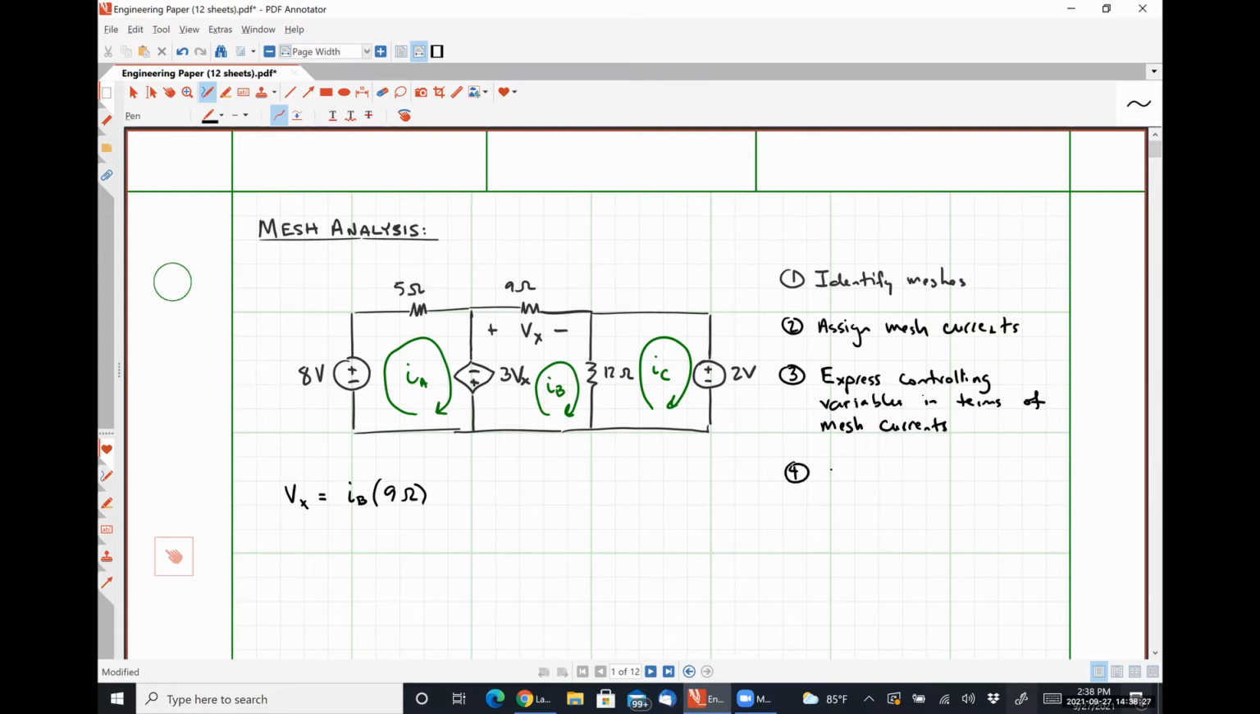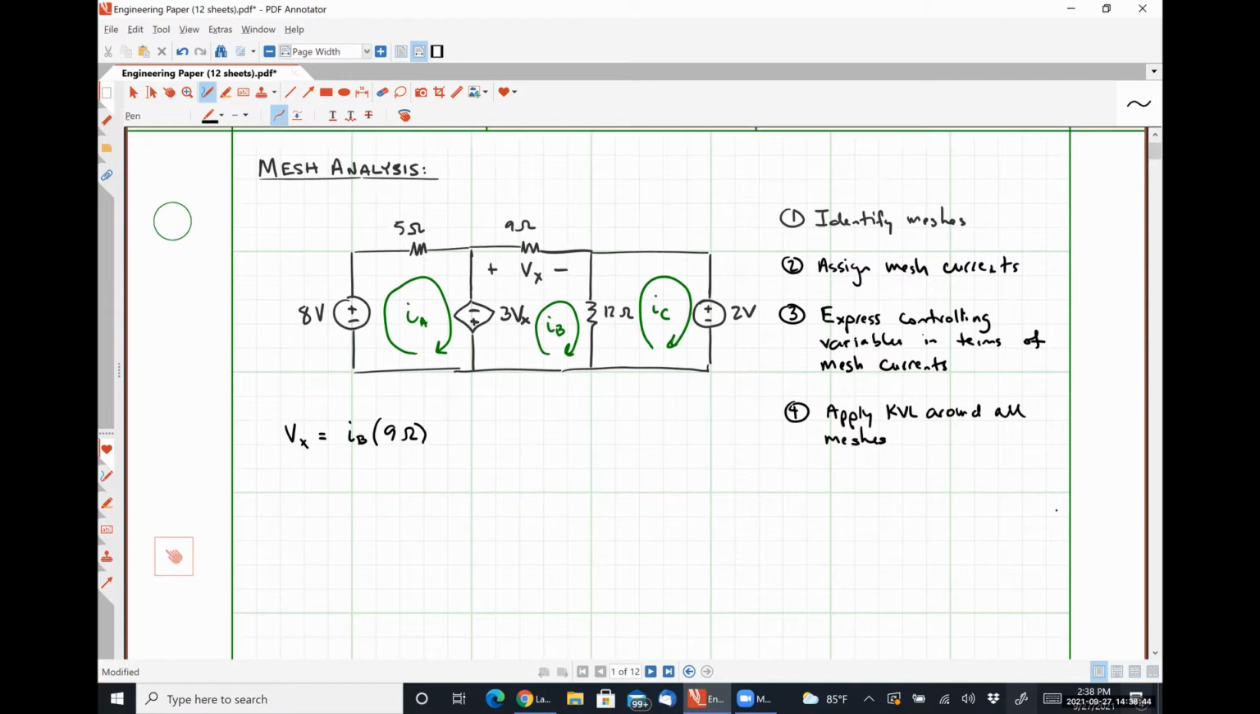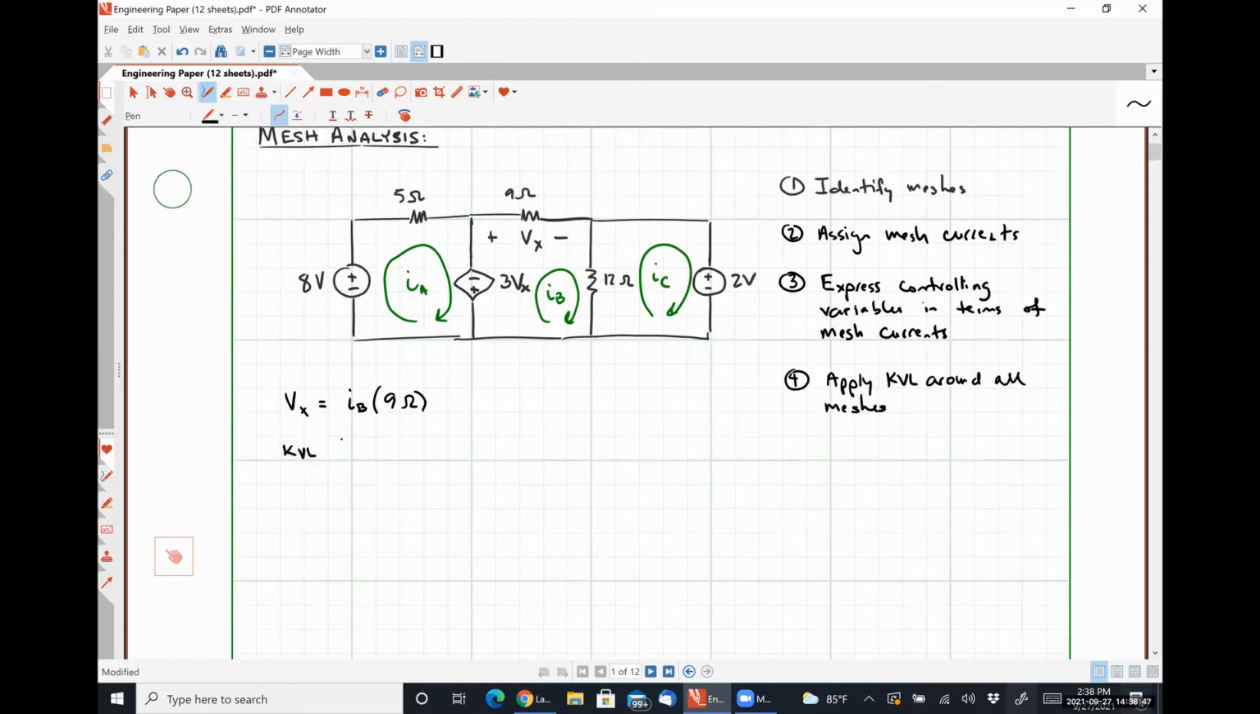Step number 4 will be apply Kirchhoff's voltage law around all meshes. So I apply KVL at mesh A. I'm going to start here, this bottom left-hand corner, and just apply Kirchhoff's voltage law around this loop.